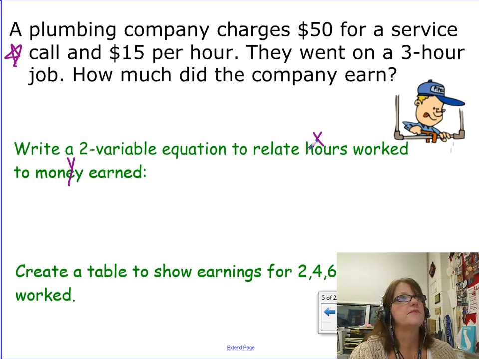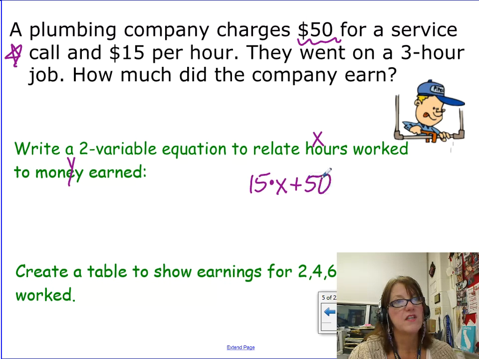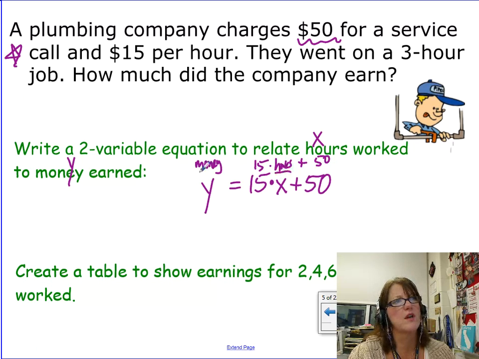All right, so here's the deal. I know I charge $15 for every hour that we work. So I know I have to take 15 times X. But I also have this $50 that gets added on. The $50 gets added on no matter what. And this is going to equal the total amount of money. Now we can put it at the beginning or the end. It doesn't matter. But this is the money. The money is going to be $15 times the hours, so 15 times the hours plus that $50 startup. So if it helps you to put the words there first and then drop the variable in, super.